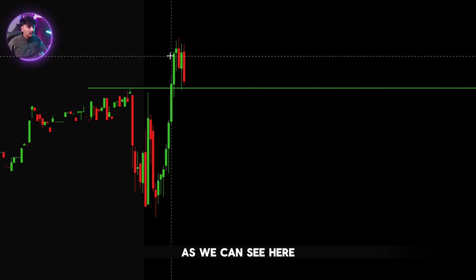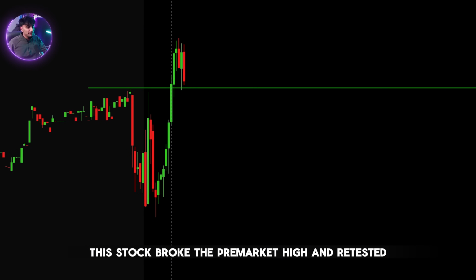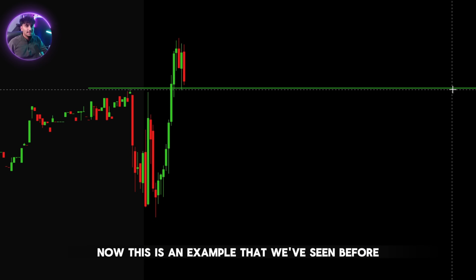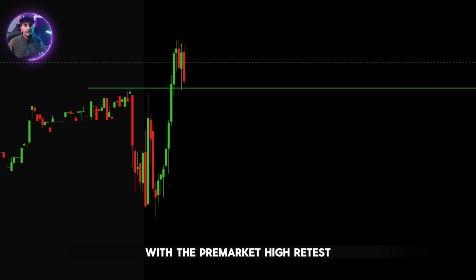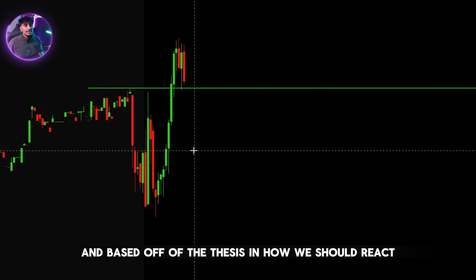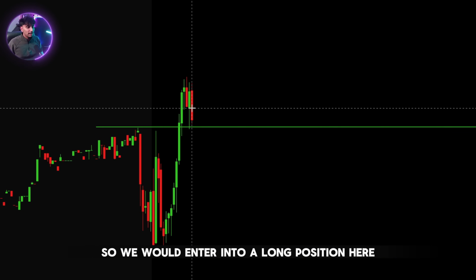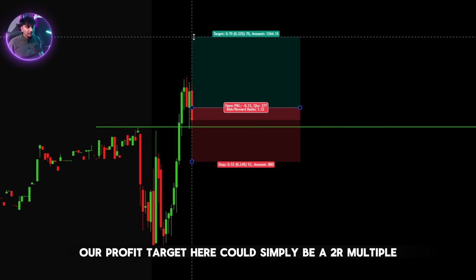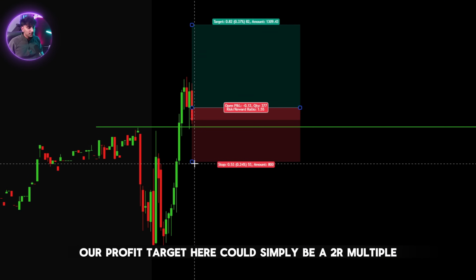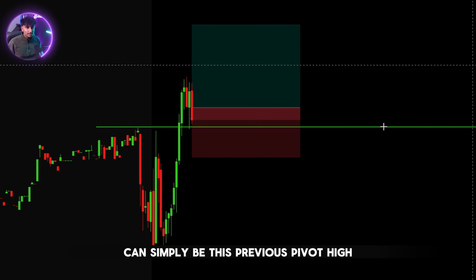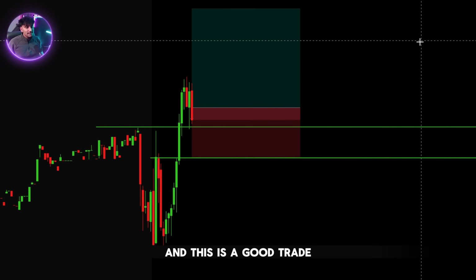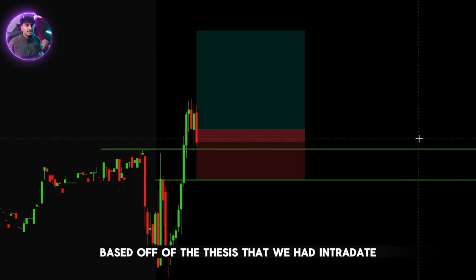As we can see here, this stock broke the pre-market high and retested. Now, this is an example that we've seen before with the pre-market high retest. Based off of the thesis and how we should react, we should enter into a long position here. Our profit target could simply be a 2R multiple, and our stop loss can simply be this previous pivot high. And this is a good trade based off of the thesis that we had intraday.